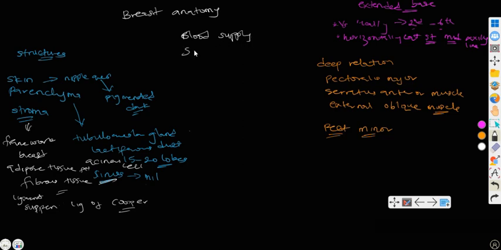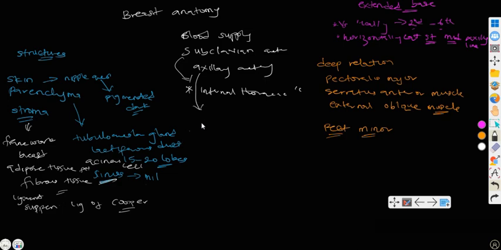Blood supply to the breast is through the subclavian artery and the axillary artery. The subclavian artery gives off a branch called the internal thoracic artery, which supplies the breast. The axillary artery gives off three different branches: the thoracoacromial branch, the lateral thoracic branch, and the superior thoracic branch. These are the branches arising from the axillary artery that supply the breast.